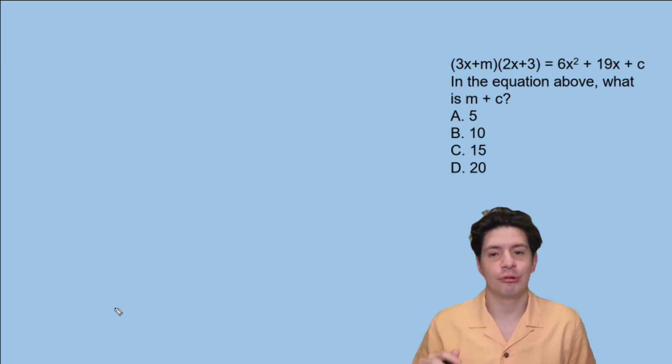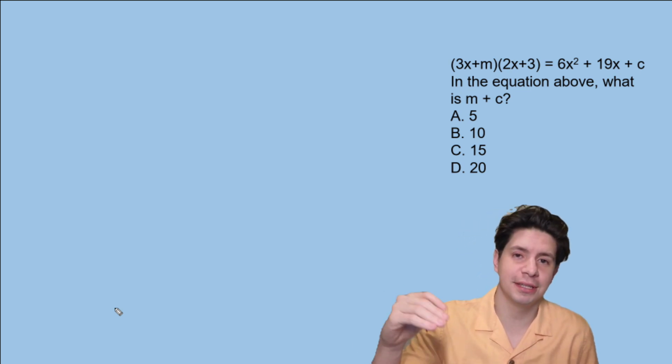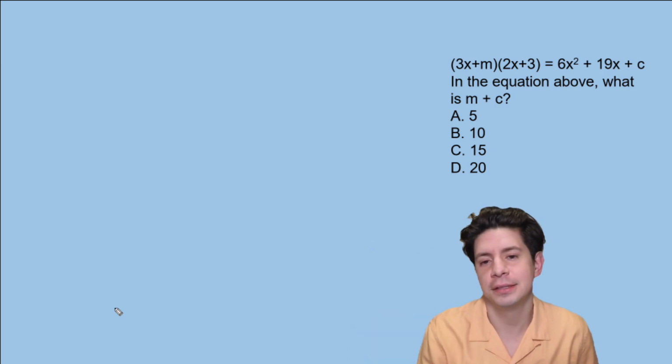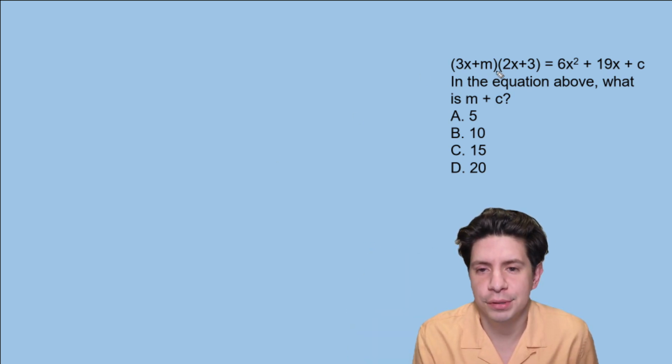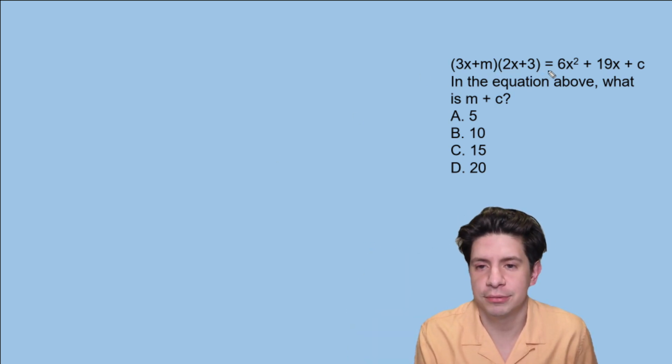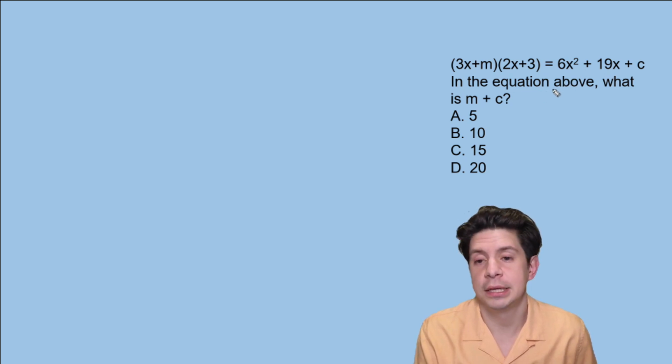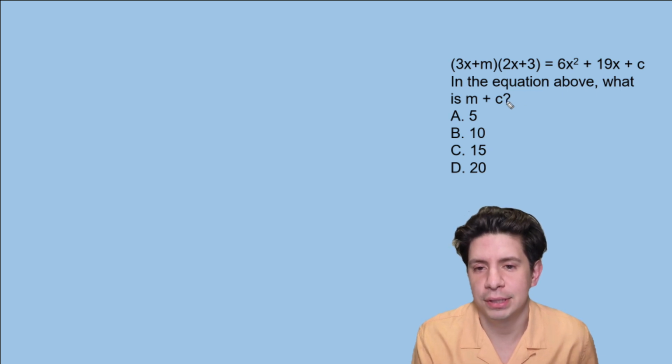This time we're working on equivalent expression questions. We'll start with an easy one, then do a hard one, and you'll see how they build and how they connect. So (3x + m)(2x + 3) = 6x² + 19x + c. In the equation above, what is m + c?